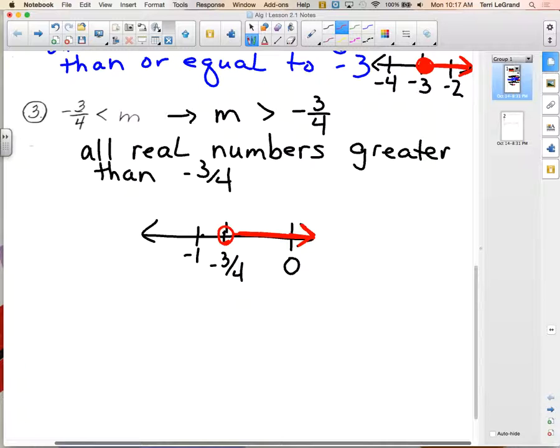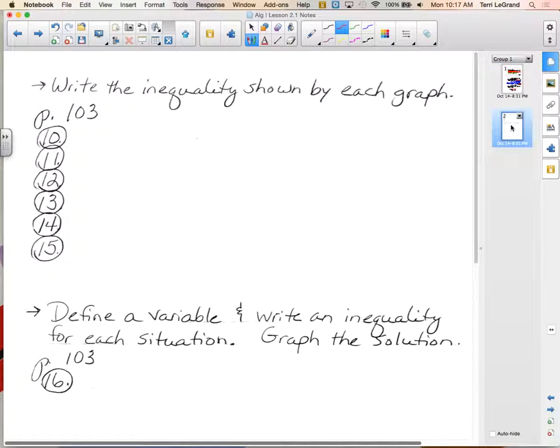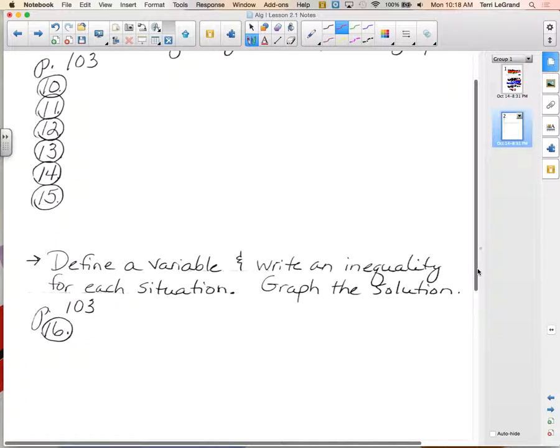Okay, let's go to the back side. Right, the inequality shown by each graph looks like you need your books on page 103. So now you don't have to write any words, now you get to use your symbol sheet. So we're going to do number 10, it looks like, through 15. Okay, so looking at the graph, which inequality is graphed in number 10?